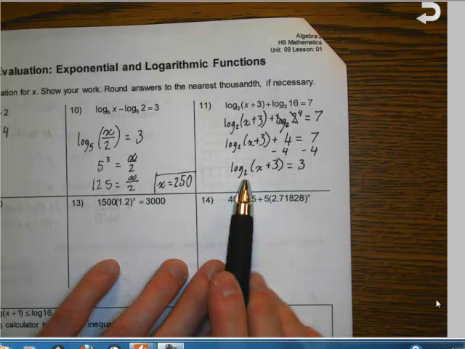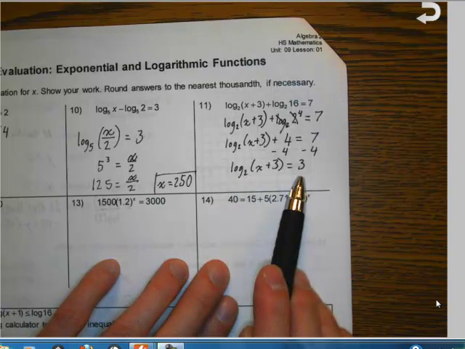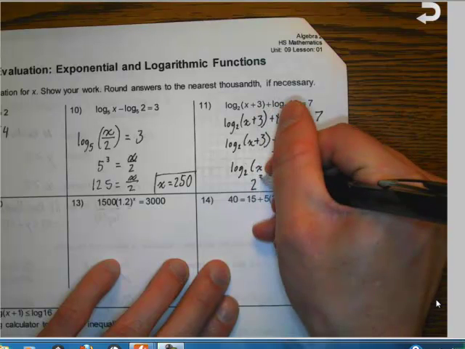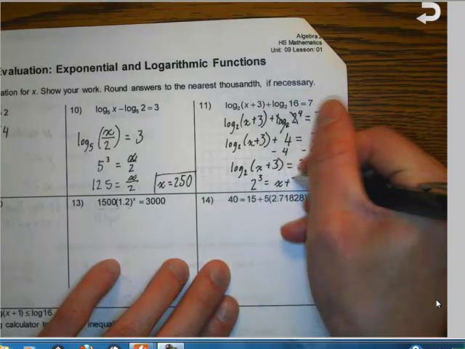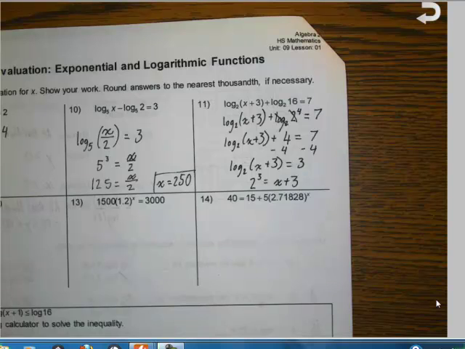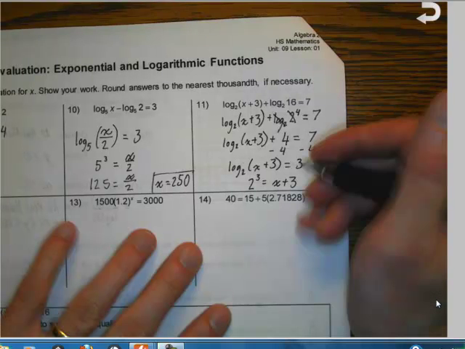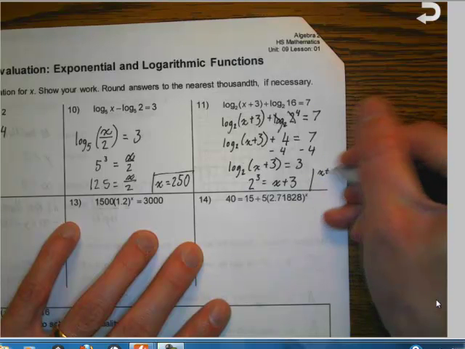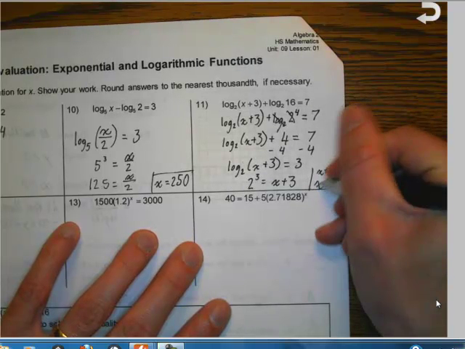What is our base? What is our exponent? 3. What is 2 to the 3rd? 2 to the 3rd is equal to x plus 3. We can use the calculator to evaluate 2 to the 3rd if we don't know it by memory. 2 to the 3rd is 8. And so 8 is equal to x plus 3. And so x is equal to 5, right?